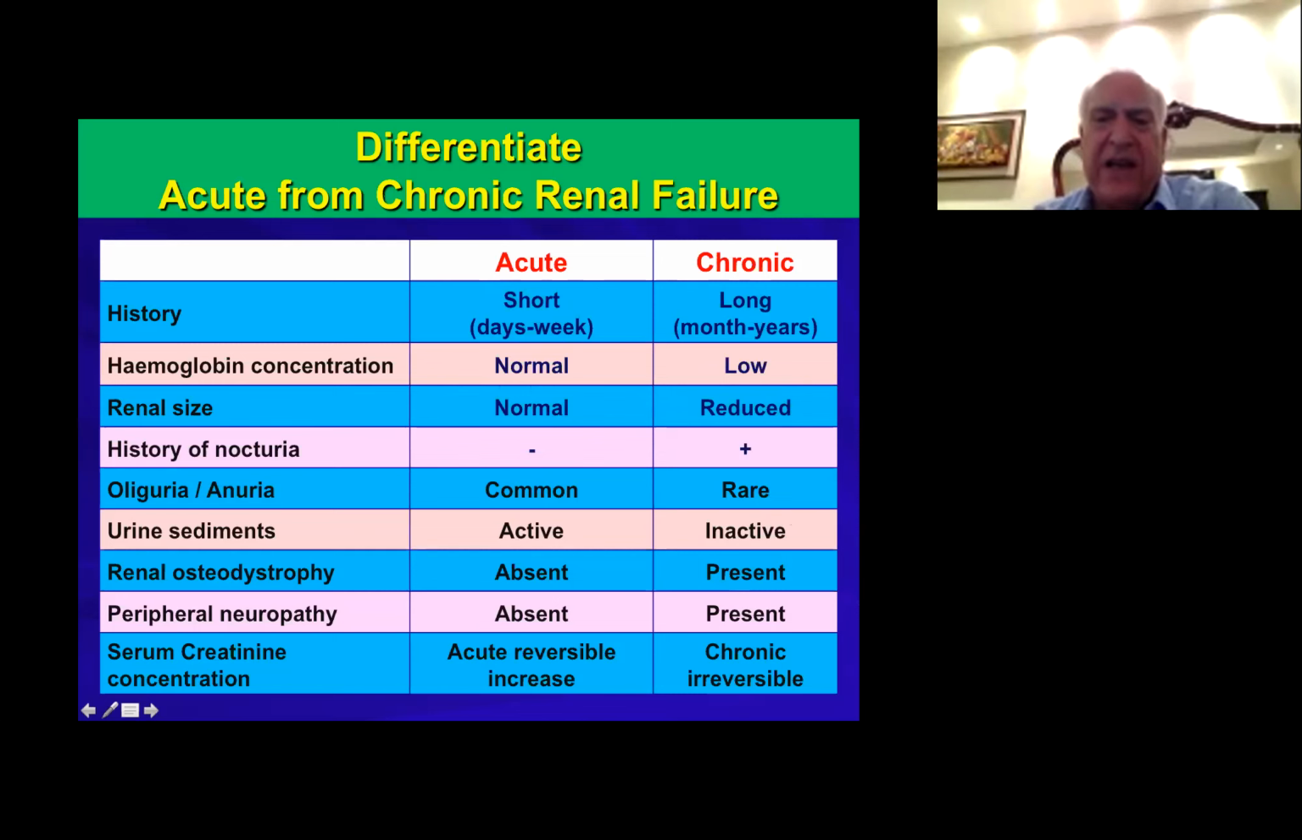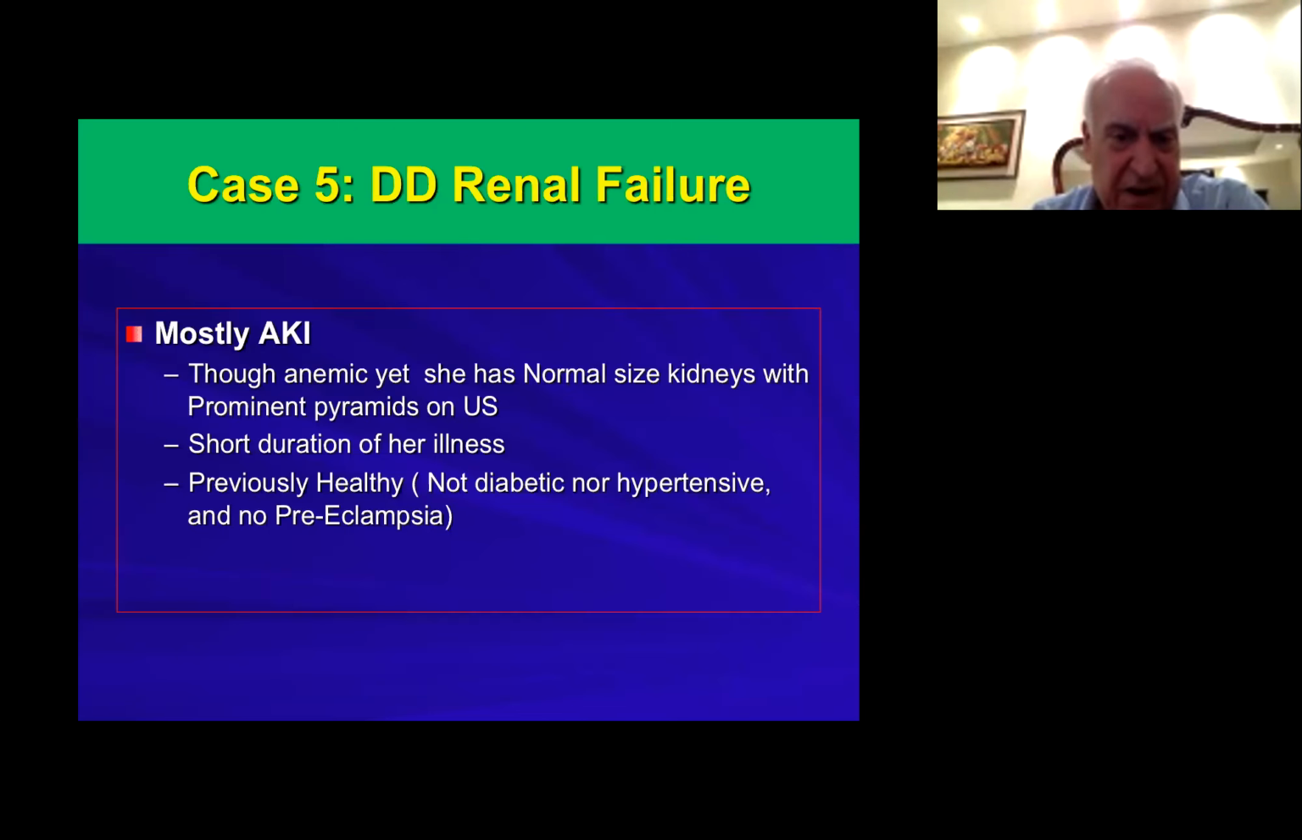Once you say acute, then you move on to etiologies. Although this patient is anemic, she has a normal sized kidney with quite prominent pyramids on ultrasound. Prominent pyramids indicate increased acute interstitial edema, and that's why the columns of Bertin will be more prominent. It looks like pyramids in the kidney. That's a good sign, especially when you have a normal or increased size kidney.